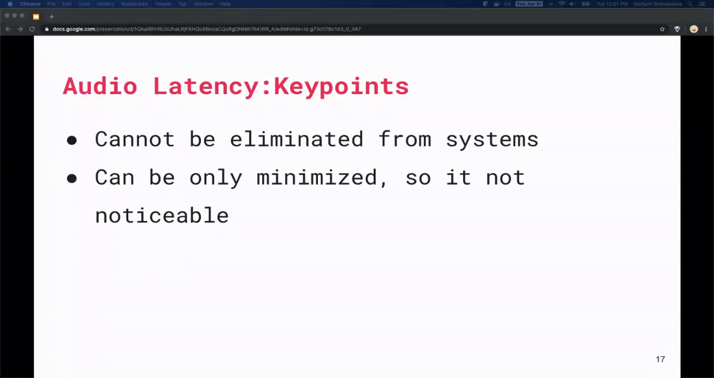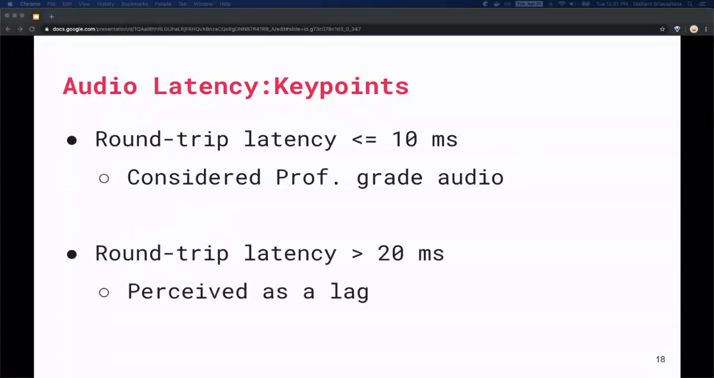So taking that into account, certain standards have been set, right? One of these standards is that if the round trip latency, that is your input and output trip that it takes for the signal to travel, is less than 10 milliseconds, then that's considered professional grade audio. When the latency goes beyond 20 milliseconds, it's perceived as a lag by the user. But this is the general landscape that we are talking about.